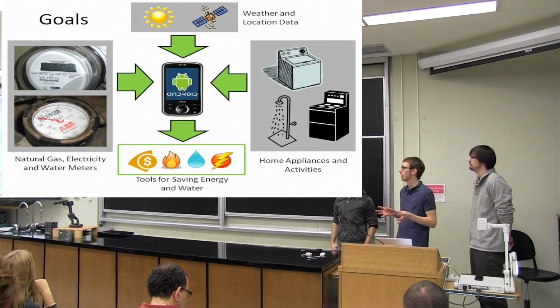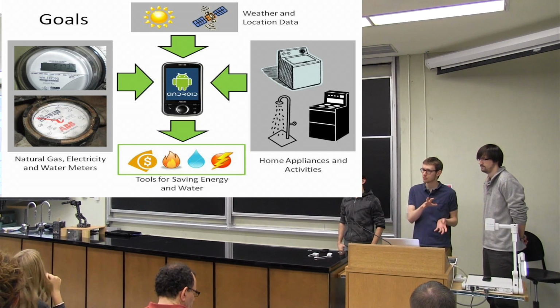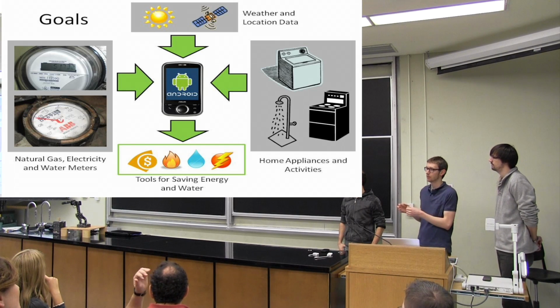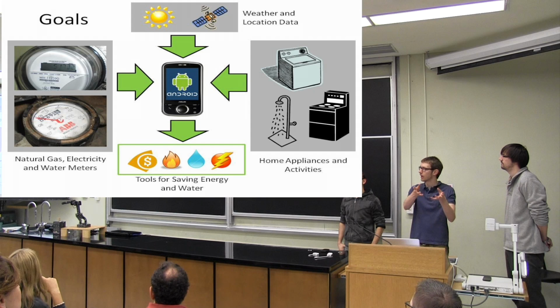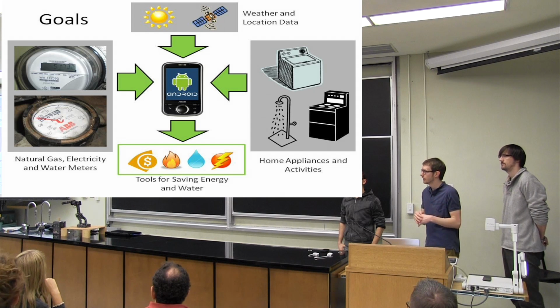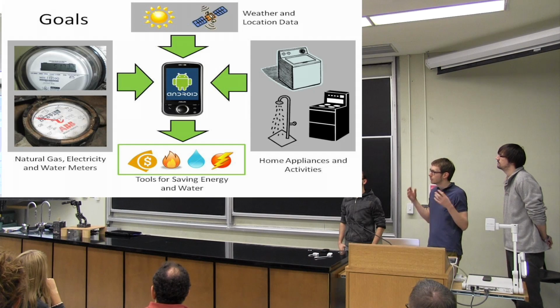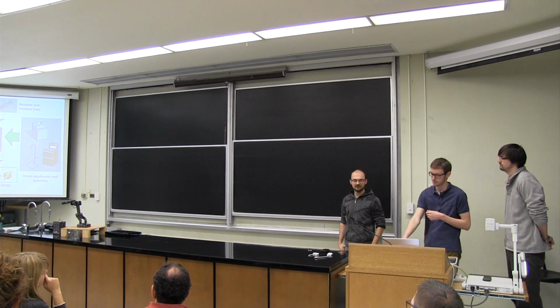So more specifically, our goals are to take consumption information from their utility meters, which actually track how much of each resource they're using, and then combine that with information about the devices in their home and how often they use those devices. And then go out and get weather data from the local area, and occupancy patterns for their individual home. Combine all that information and provide tools that they can use to save energy and water.